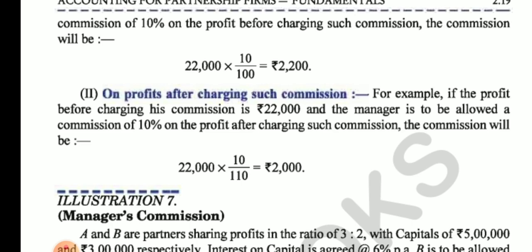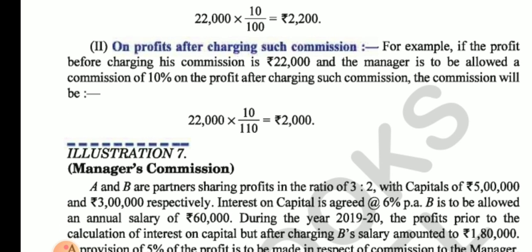If this case is there, then 10% on the same 22,000, but the commission is charged after charging such commission. The formula is amount into rate upon 100 plus rate. It means 22,000 into 10 upon 100 plus 10, which means 110, is equal to 2,000. In this way we calculate manager commission if the case of profit after charging such commission is given, then we go with this system.